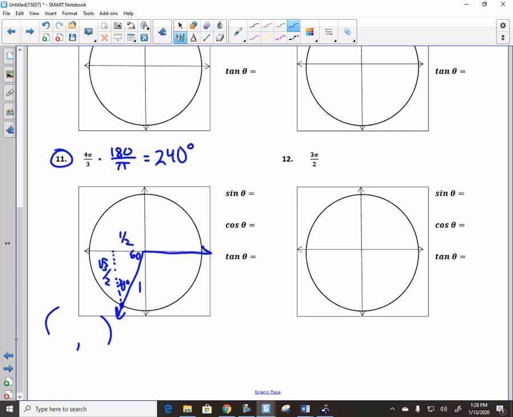What's the x value? Negative 1/2. What's the y value? So which value do I point to sine? Negative root of 3 over 2. What value do I give to cosine? Negative 1/2. And how do I determine tangent again?